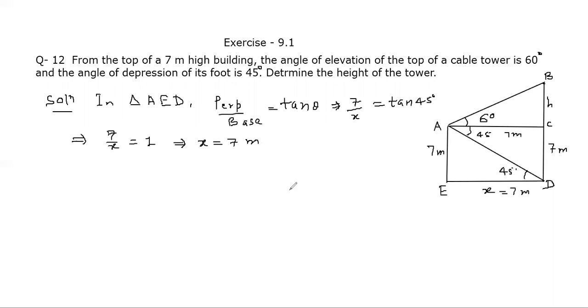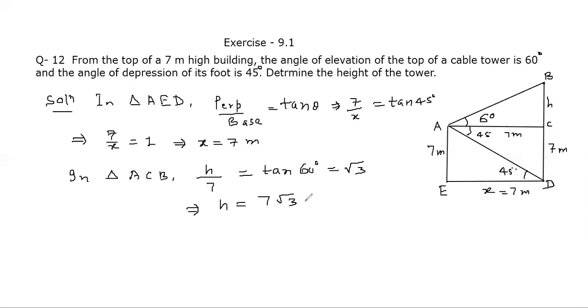So now we consider this triangle ACB. In the triangle ACB, again perpendicular upon base equal to tan theta. So perpendicular is BC, which is H divided by base 7 equal to tan 60 degrees, and we know that tan 60 is root 3. So we get H equal to 7 root 3 meters.